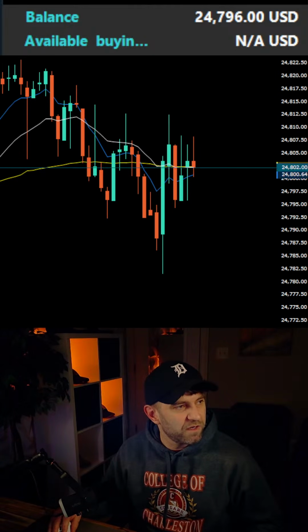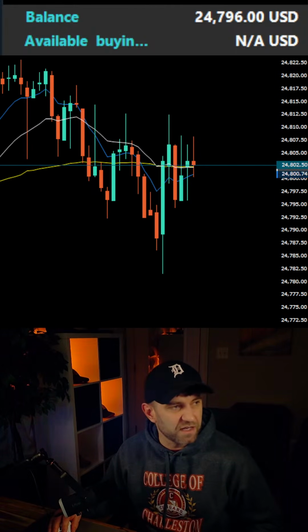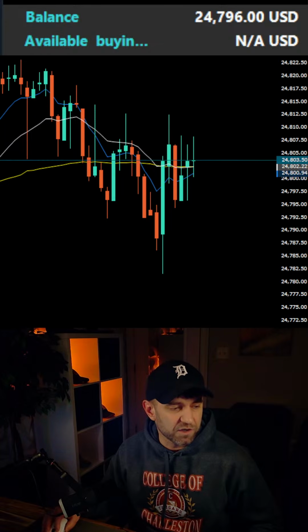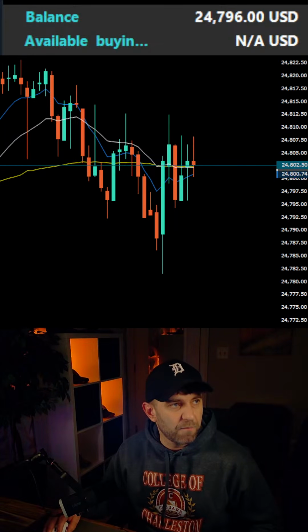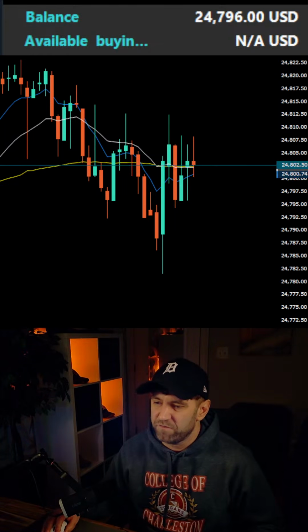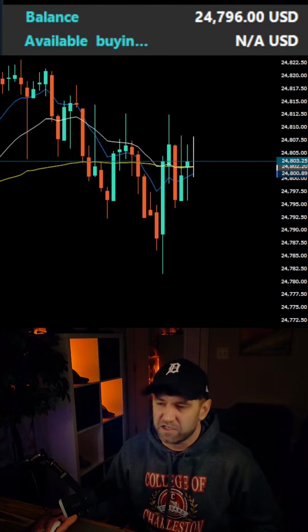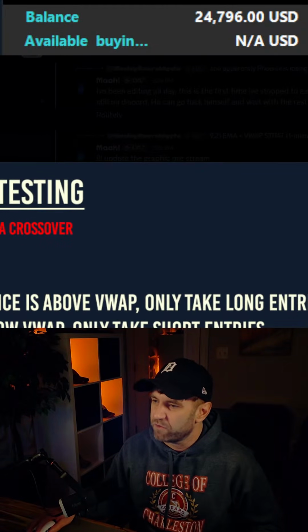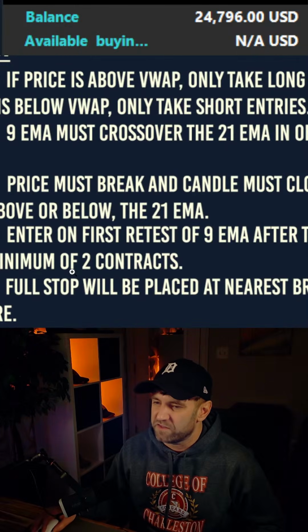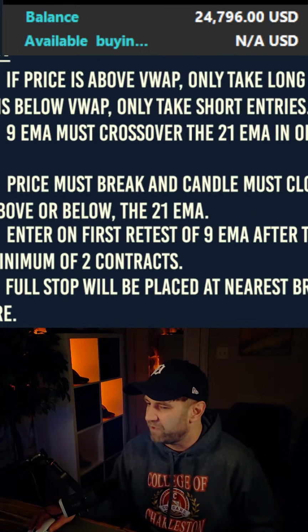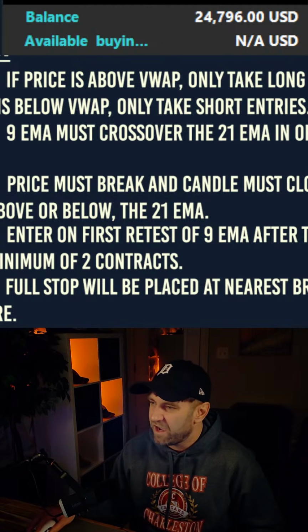New rule is we've implemented VWAP, which is that yellow line that you see on the chart. Basically, price is above, we only take longs. Price is below, we only take shorts. If you guys want a quick rundown of what those rules are, this is them listed here. I'll leave this up for a minute if you want to follow along and mark it down.